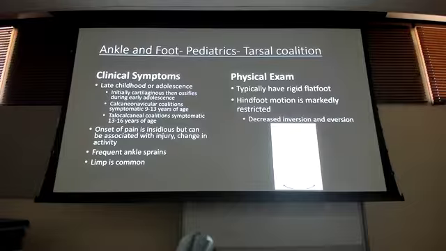So those are two differentiated key time frames you want to think about for tarsal coalition. Patients will likely have some limited mobility in there, so they'll complain of frequent or chronic ankle sprains. They may have a limp. On physical exam, we'll have a more rigid flat foot, and the hindfoot motion will be decreased. You'll notice it when you're asking them to invert and evert on range of motion, and also when you're doing the Taylor tilt test.